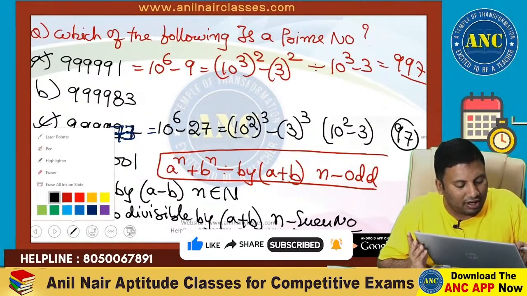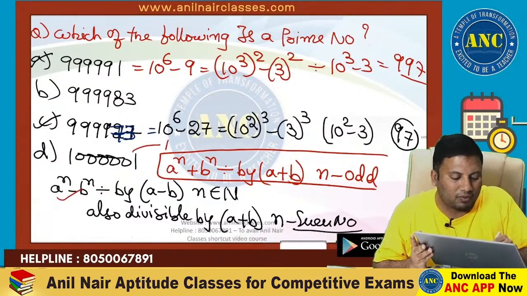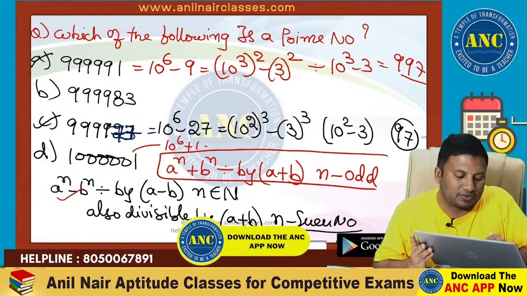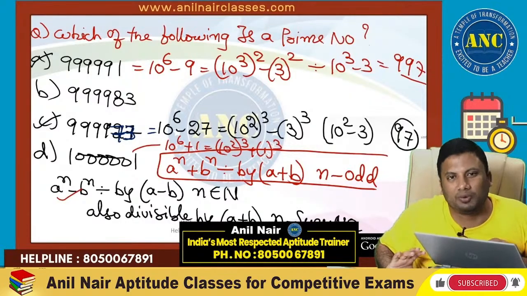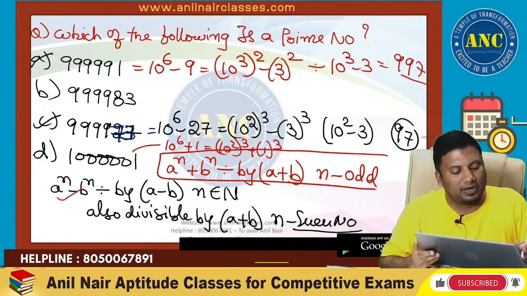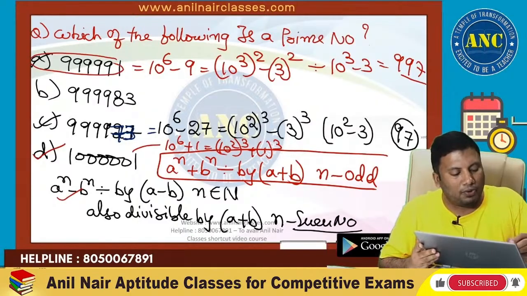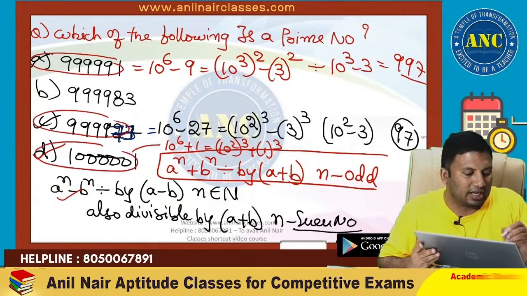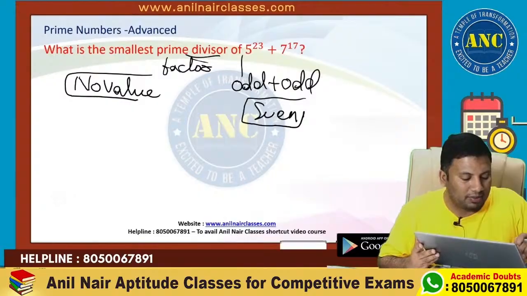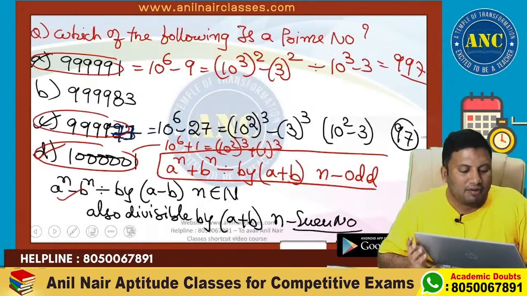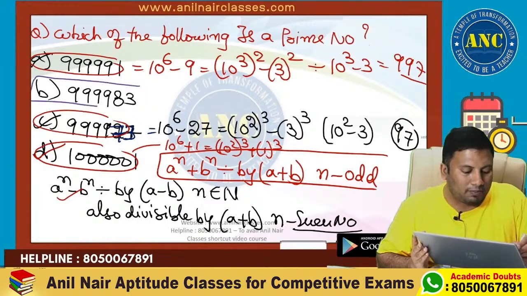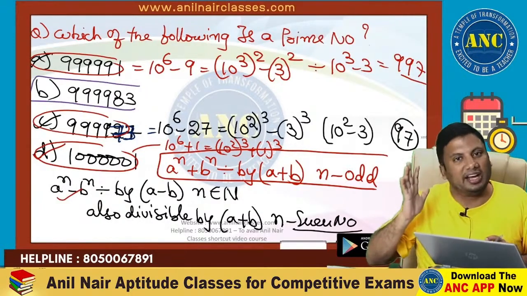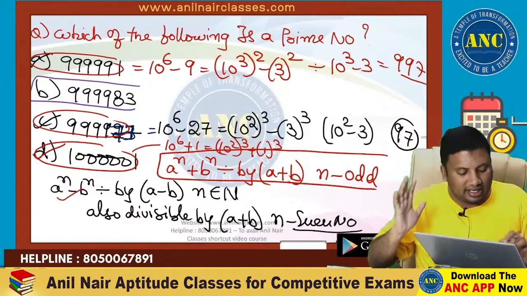Last one, same question we did in session number 1. 10 power 6 plus 1. These are 10 square whole cube plus 1 whole cube. A cube plus b cube is divisible by a plus b. These three are composite numbers. So the only case which will make it a prime number is 4 nines followed by 83. I hope the idea is clear, right?